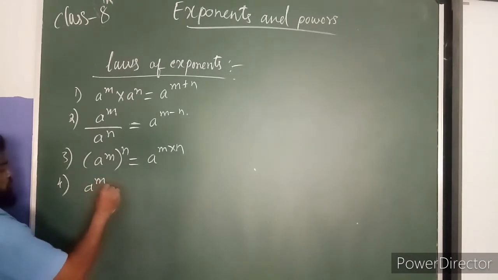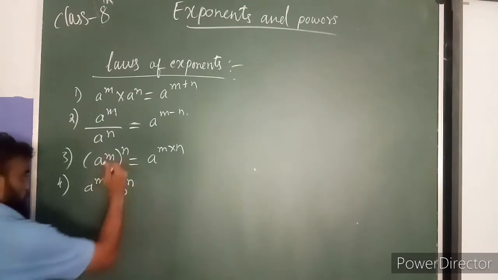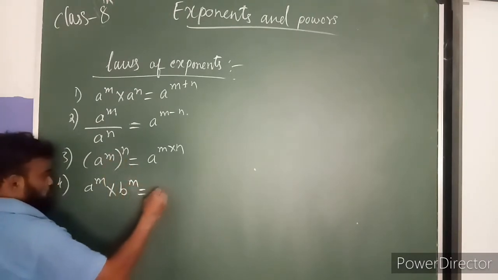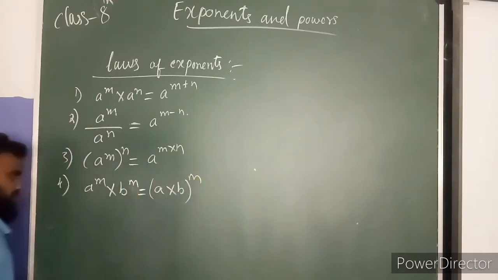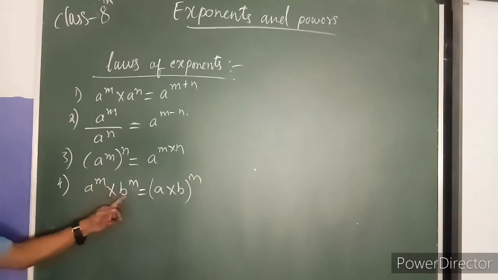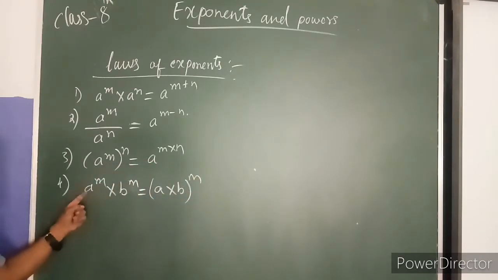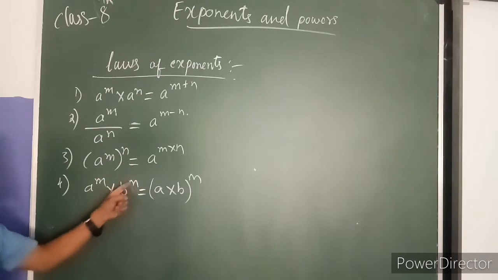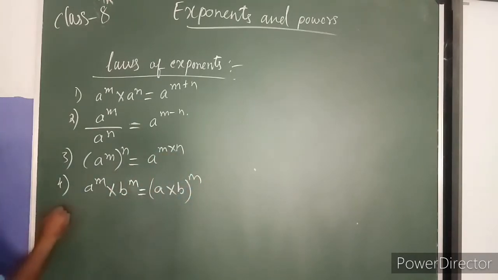A to the power of m into b to the power of n. M is equal to a into b whole to the power of n. Right? A raised to m into b raised to m is equal to a into b whole raised to m. A to the power of m into b to the power of m is equal to a into b to the power of m. This is the fourth law of exponent. This is the fifth law of exponent.